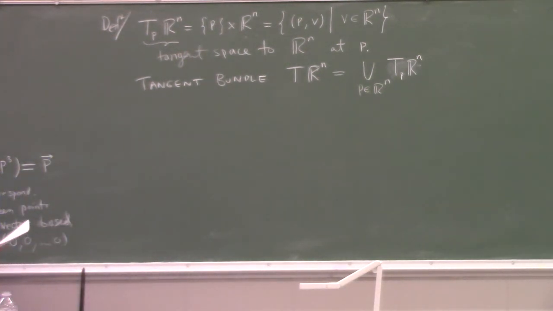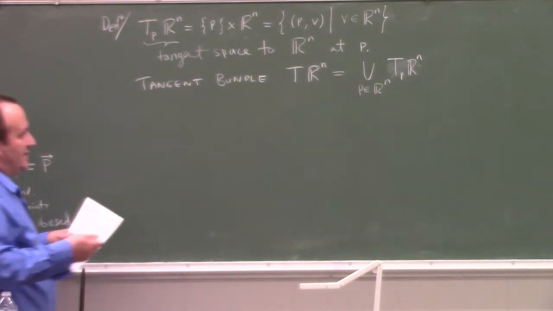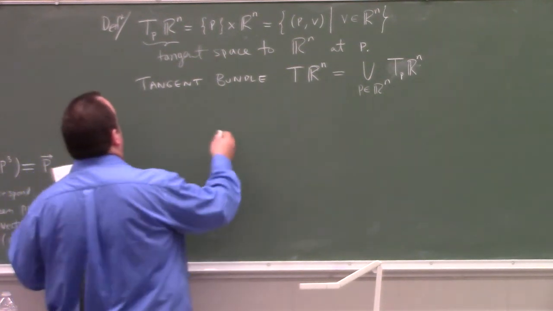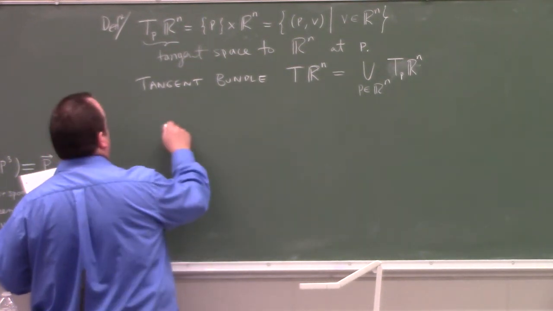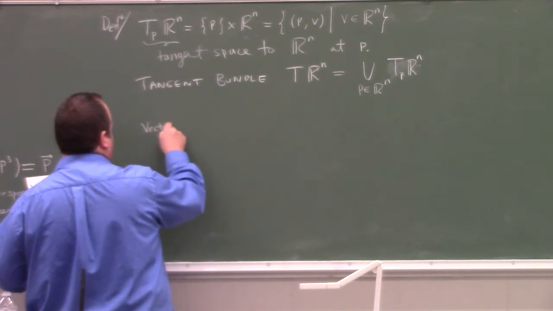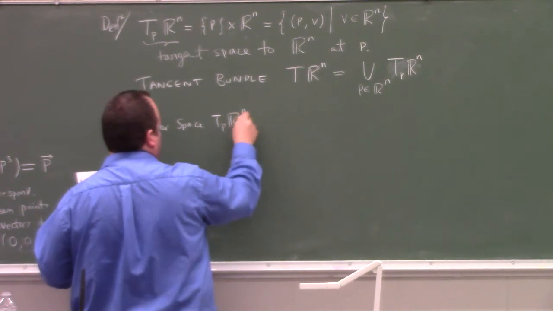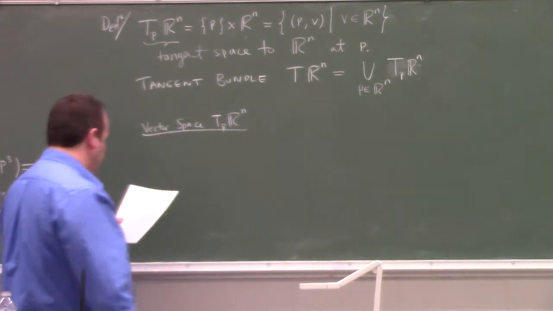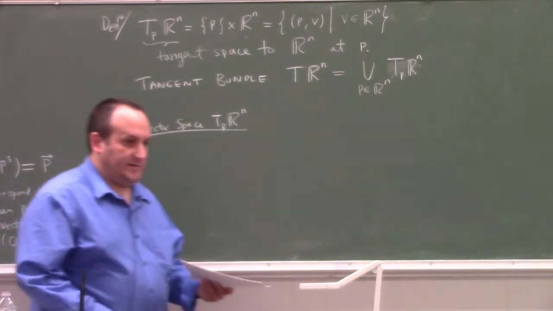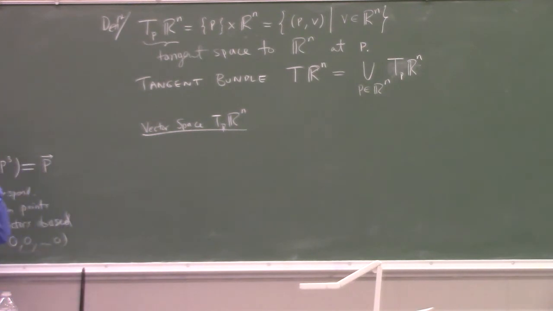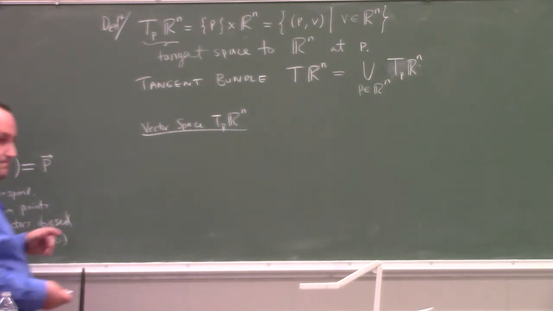Visually, you can think about this as, again, vectors based at the point P. And you can give T_P Rn a vector space structure, right? So what's the vector space structure? How do we give something a vector space structure? What do you got to do? You got to define how to add vectors and how to scalar multiply them, right? If you can do that and they satisfy the axioms of a vector space, you got a vector space, right?